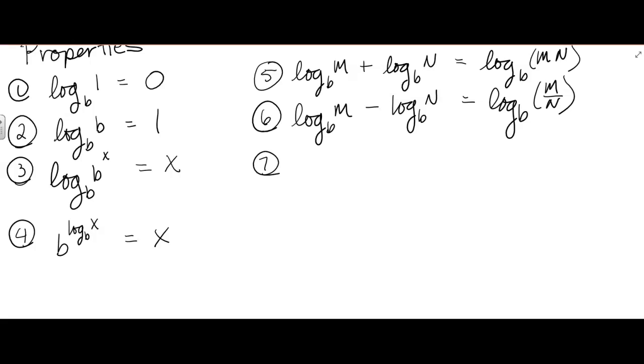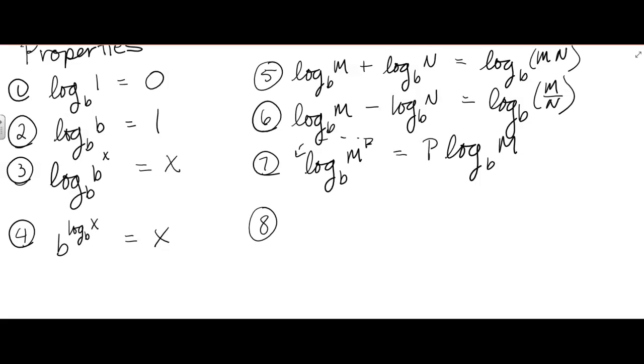And then 7, we did use this in one of the examples, but if you have log base b of m to the p, then you can bring that exponent in front and write it like that. So that allows you to bring the exponent down in front.